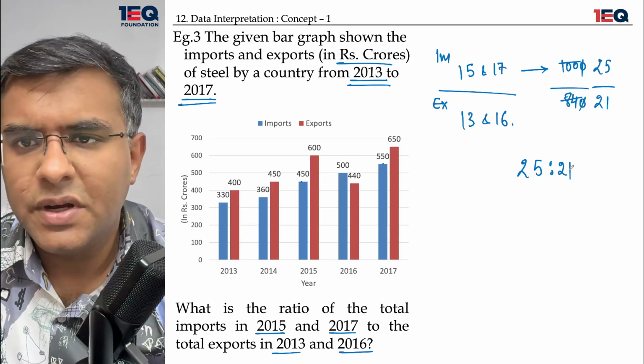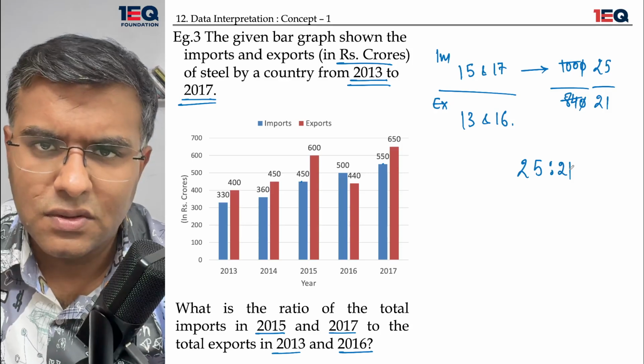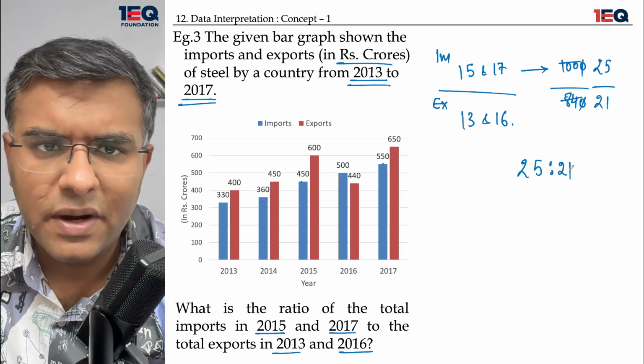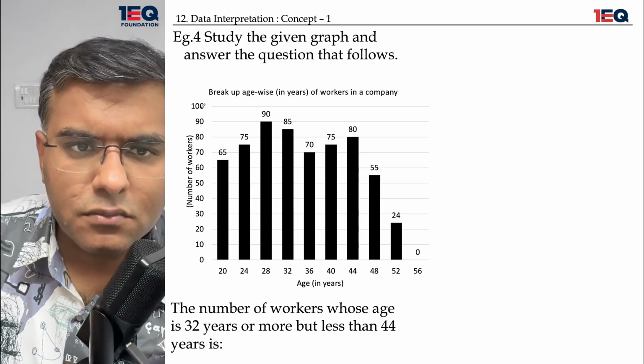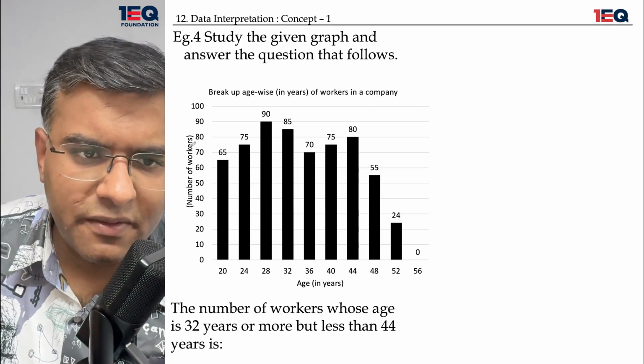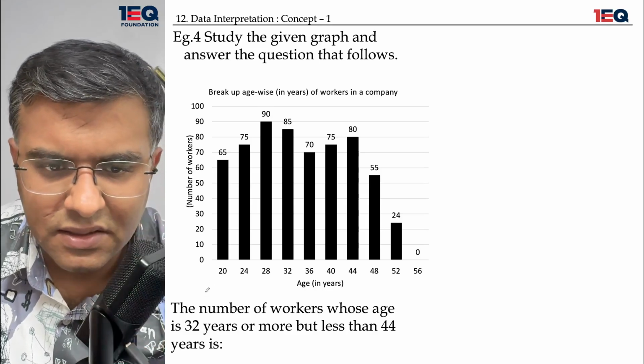See, this is how simple it is. Simple addition, simple subtraction, simple ratios and simple percentages. Only that is required in this entire chapter. Okay, moving further. We have the age-wise breakup available, and this is the number of workers on one axis and age-wise on the next axis.